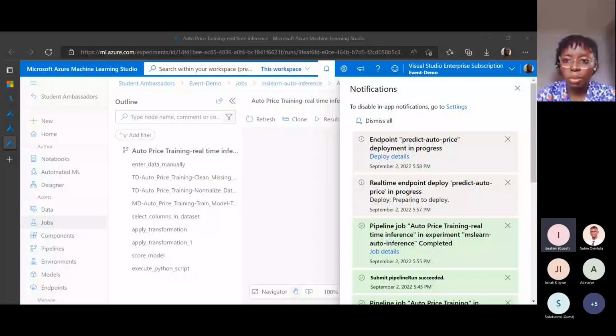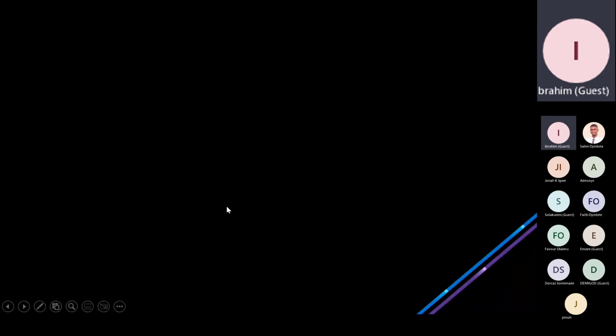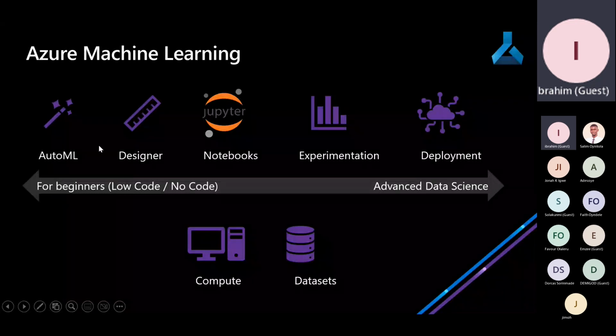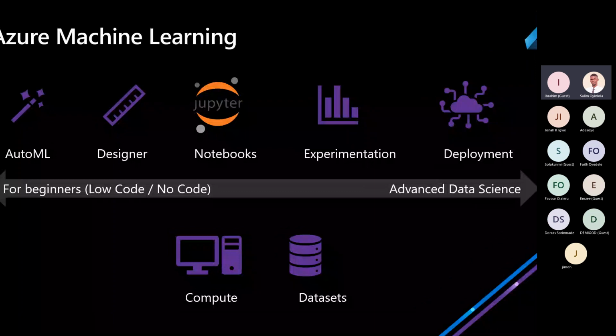So let me pop up that slide. Let's see if I can stop sharing and then share the slides. Yes, this slide in particular is what he was talking about. From left to right, for beginners in low code, you use AutoML, which gives you a model automatically, then Designer, what we're using, then notebooks, which is kind of in the middle. So it's a bit for beginners, a bit for advanced people who have experimentation and deployment. So it goes from left to right. All right, AutoML is something you can explore.